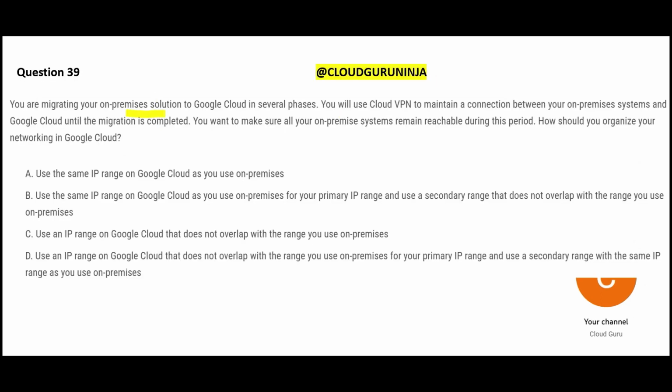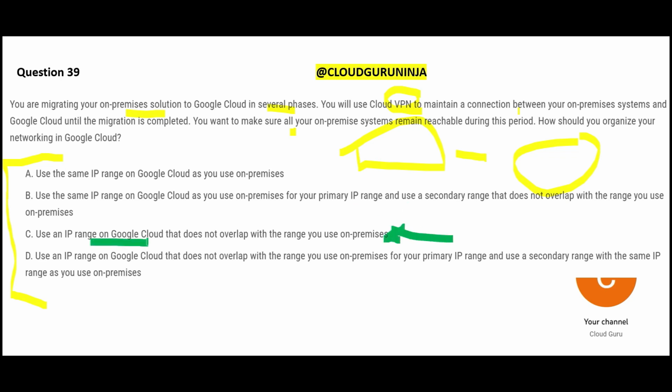You are migrating from on-premises to cloud in several phases. You will use Cloud VPN to maintain a connection between your on-premises and your cloud. You want to make sure that all on-premises systems remain reachable. What is the right option here? The first thing is, there should be no overlapping between the IP addresses. So for me, the answer is option C, because we do not want any sort of overlap.